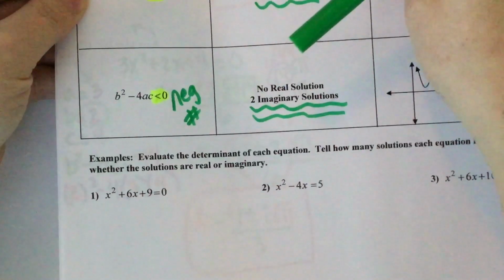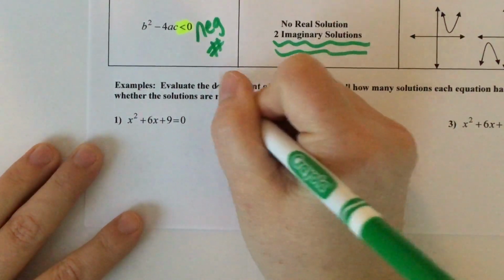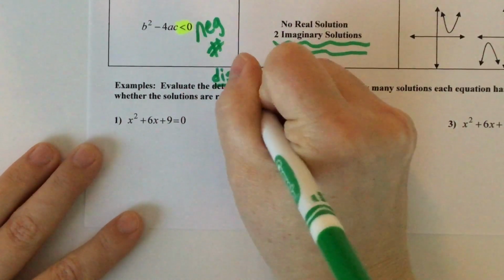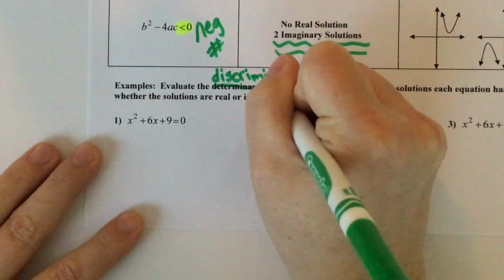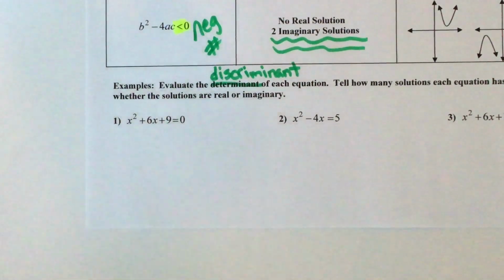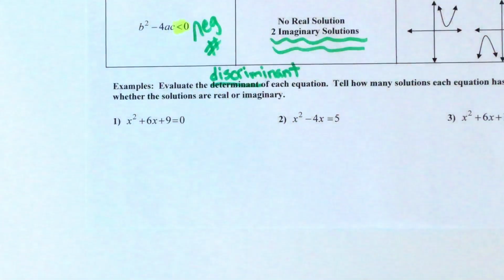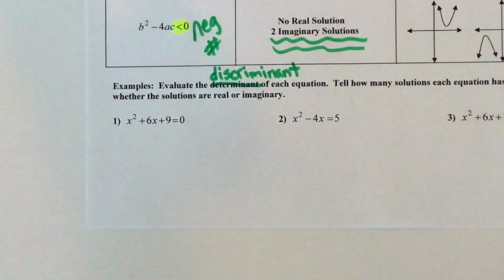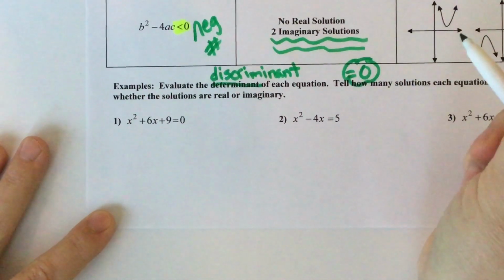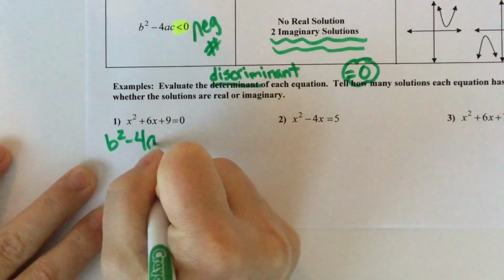Okay, so in these 3 problems, all I want to do is find the discriminant. It says determinant, but it should say discriminant. Sorry, that is a typo. We want to find the discriminant and then tell how many and what kind of solutions they are. I still need these to say equals 0 before I begin. If they don't, we'll have to fix them. And all I need to calculate is b squared minus 4ac.